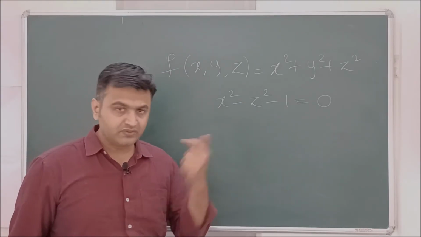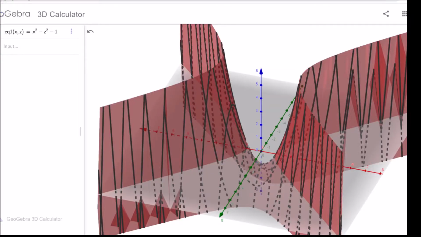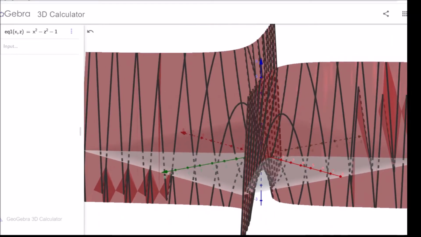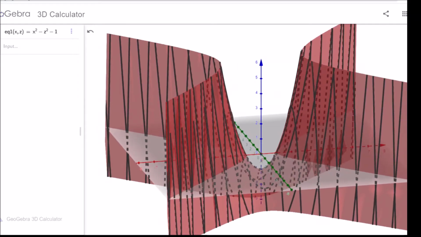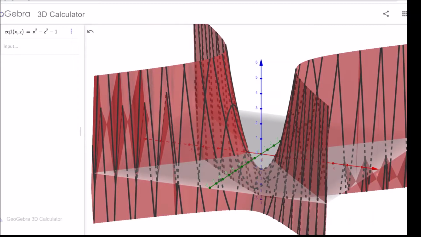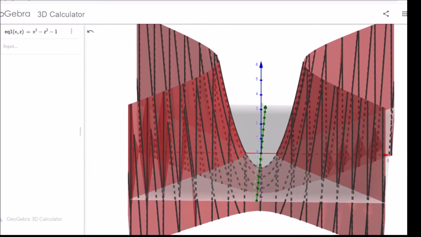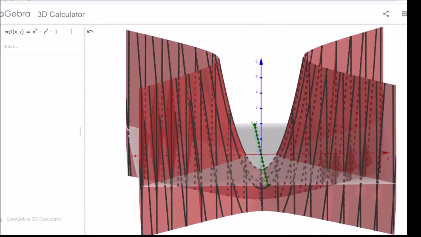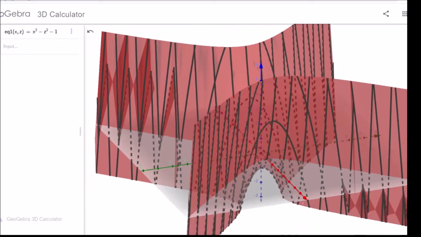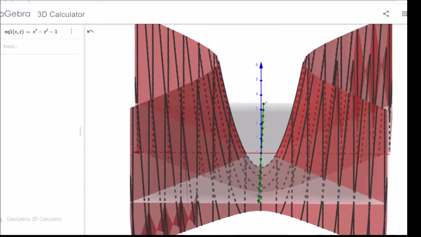Actually, let us try to see this using GeoGebra. So here you can see the GeoGebra. When you put x² - z² - 1, this is the surface you get. The blue axis is the z-axis. You can see that the surface is not touching the z-axis. Your red line is the x-axis, green line is the y-axis. So the points will not lie on the z-axis, and from here you can see that the points (1,0,0) and (-1,0,0) are the closest to the origin. I hope you can visualize this hyperbolic cylinder.